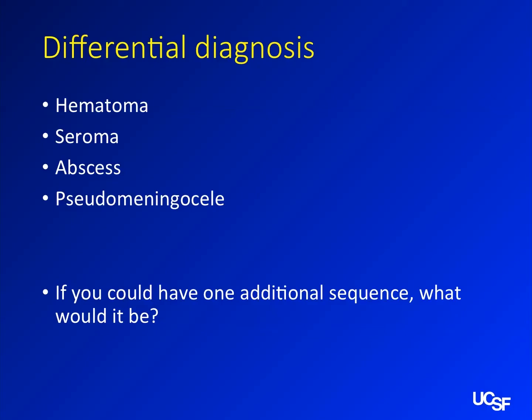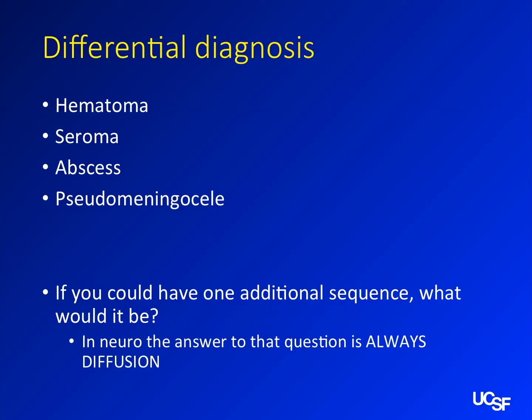You've already had post-contrast. You want one other sequence? You got nothing? Diffusion. Of course. In neuro, the answer is always diffusion. Just go with diffusion.